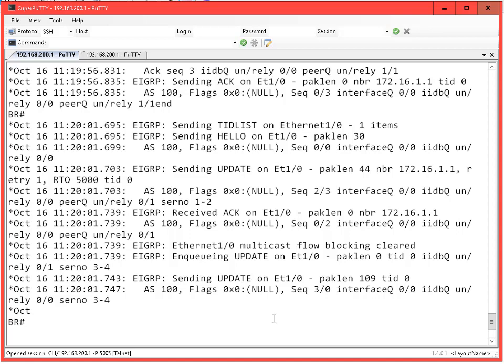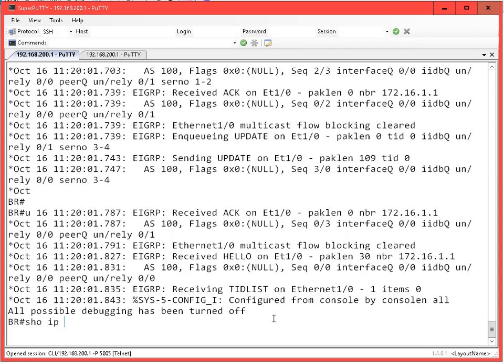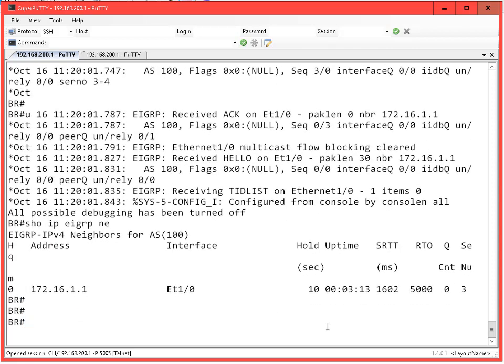So now if I do a show IP EIGRP neighbor, I would expect to see that I'm at sequence number 3, because those were the transactions that were taking place between the routers. We don't typically want to see those sequence numbers increase too much, because that means that there are changes occurring in the topology that are forcing the updates to be sent, which means that there's possibly some instability in the process. Another command that we can use is a show IP EIGRP traffic.